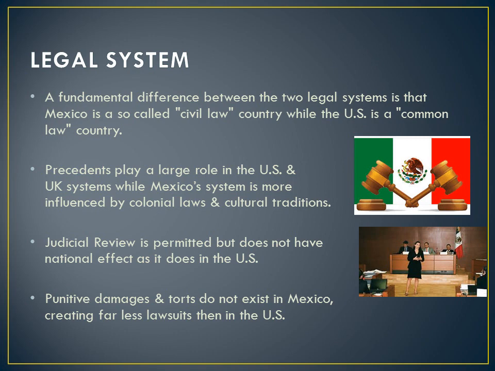The Mexican legal system is similar to the U.S. in several ways, however, one separates it very clearly. In the U.S., the common law system heavily relies on precedents in making decisions, while the civil law system in Mexico relies more on some colonial laws and cultural traditions. Judicial review is permitted in the Mexican system, but it does not have the effect of nationalizing law as it does in the United States. Also, in Mexico, there is no such thing as punitive damages or tort law, which means there are far fewer lawsuits in Mexico than there are in the United States.